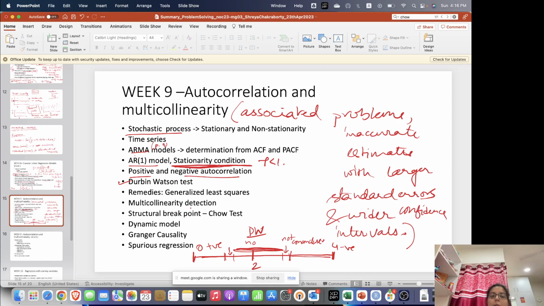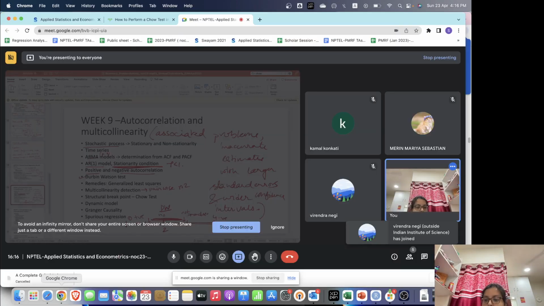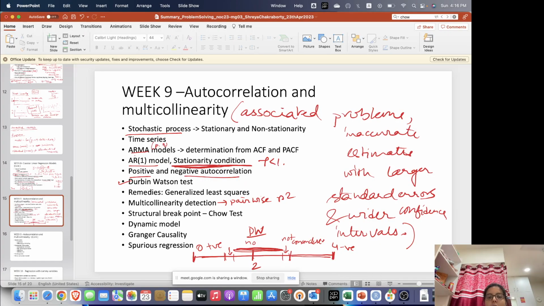We also learnt about multicollinearity detection. So how do we detect multicollinearity? We can check the pairwise R square to see if the two regressors that we are considering are highly correlated with one another. And also we learnt about something known as VIF.